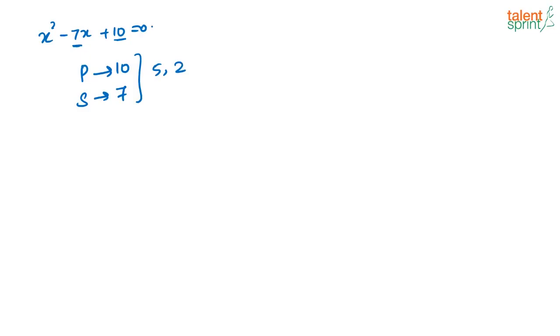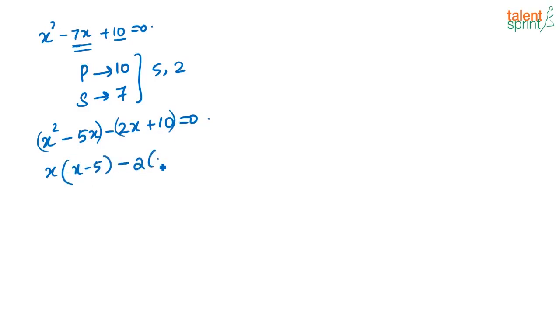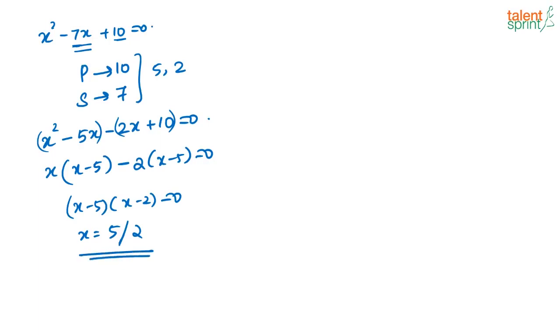So now in the factorization method, what we do is we split the middle term accordingly and write. So I write this as x squared minus 5x minus 2x plus 10 is equal to 0. Now I take the common terms outside, grouping these two and grouping the next two terms. So here I get x into x minus 5 minus 2 into x minus 5 is equal to 0, or x minus 5 into x minus 2 is equal to 0, or x is equal to 5 or 2. So this is the value of x, you get 5 and 2.